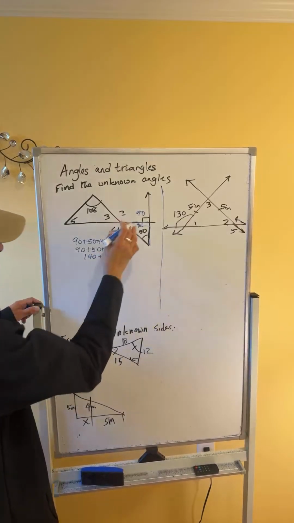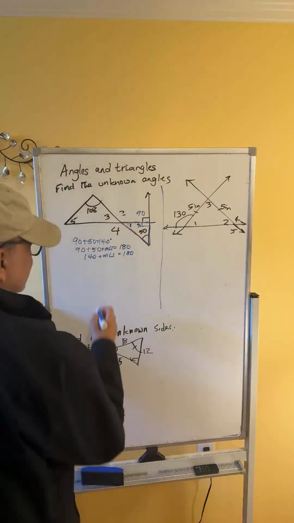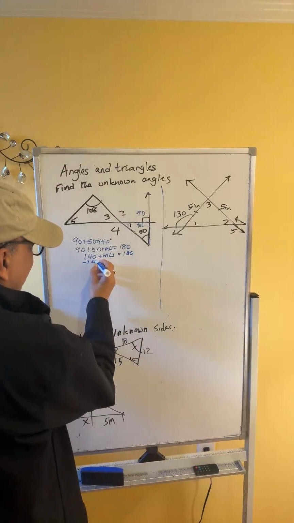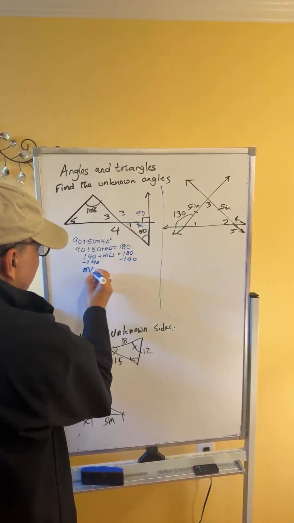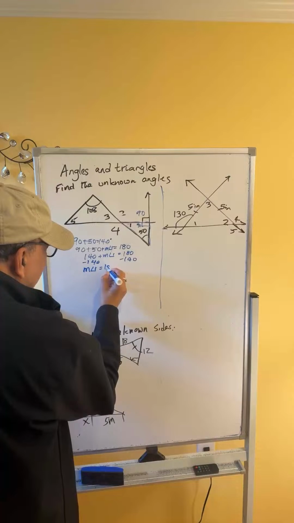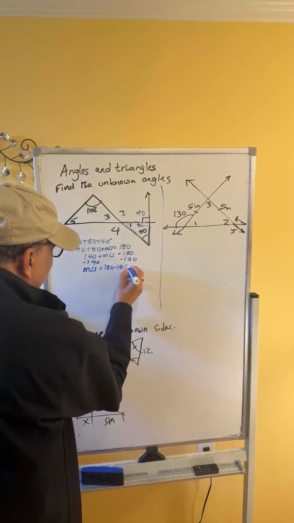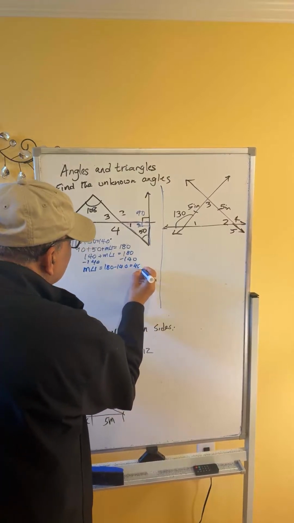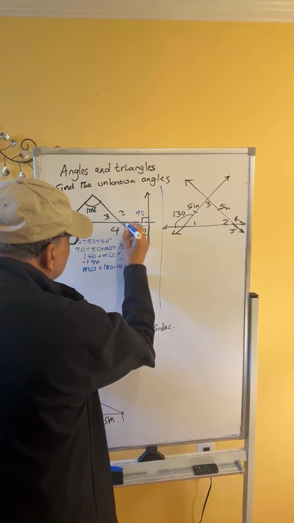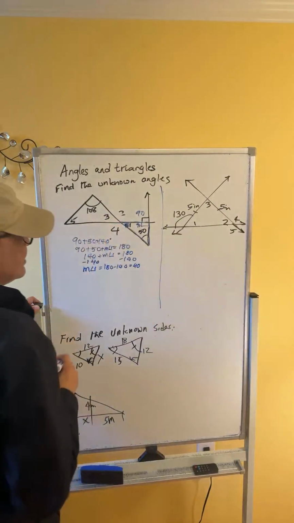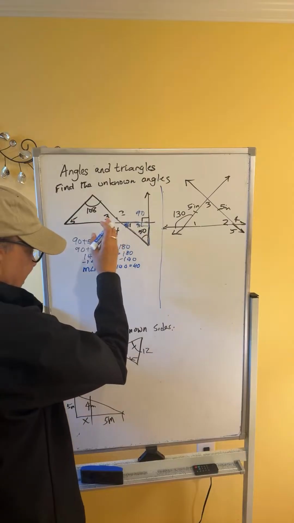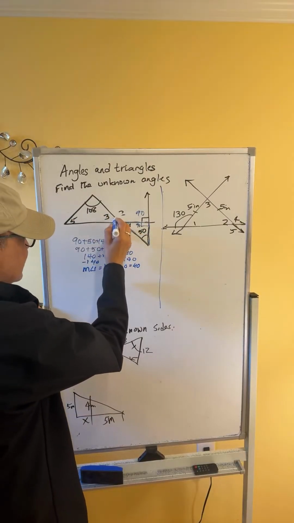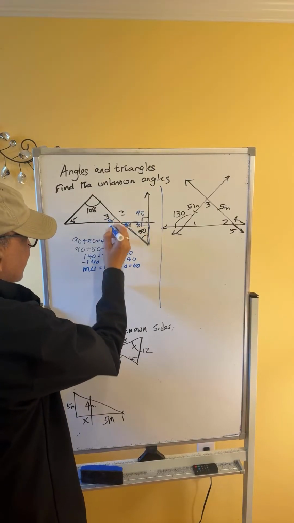Now we need to find angle 1, that is one of the goals. So subtract 140 on both sides. So measure of angle 1 is 180 minus 140, which is 40 degree. So this is 40 degree. Now if this is 40, vertical angles are equal. So if this is 40, this has to be 40 also.